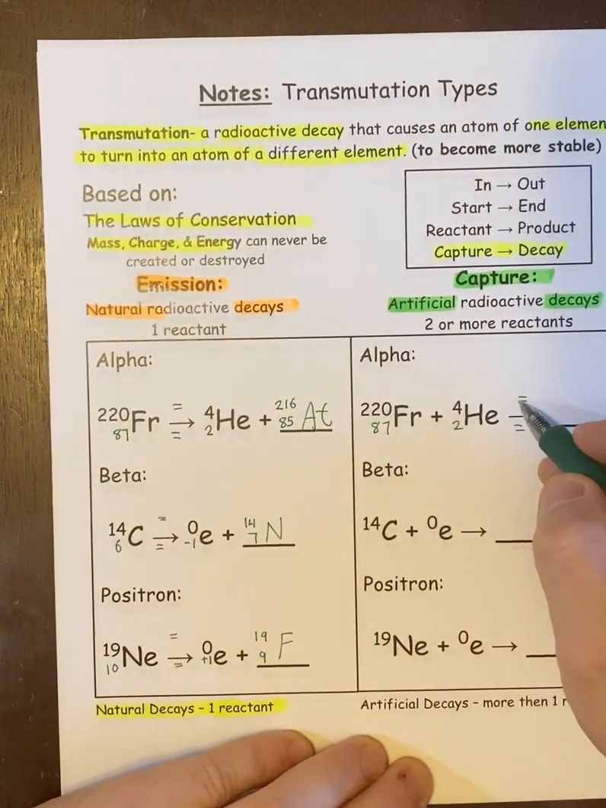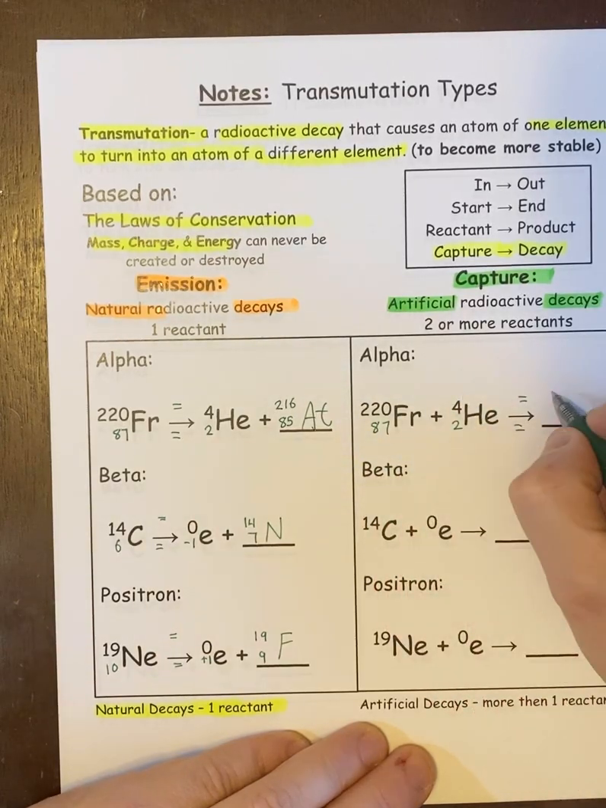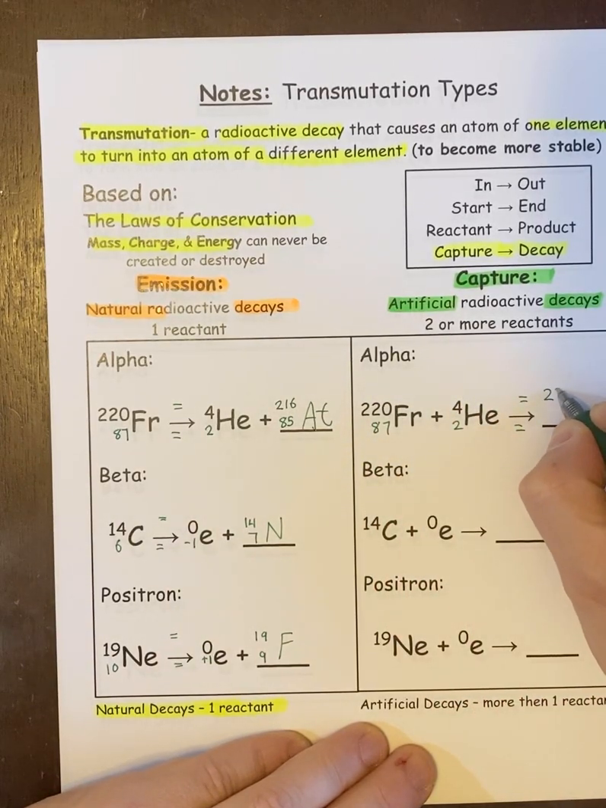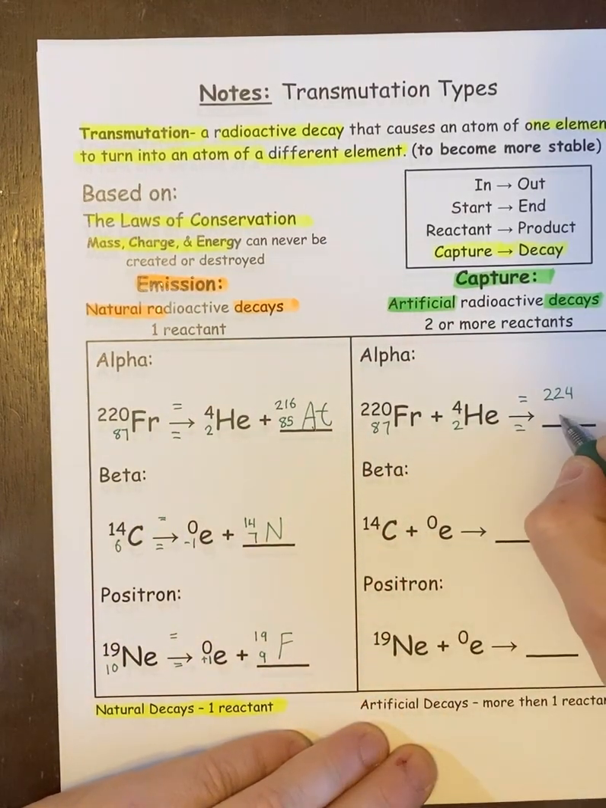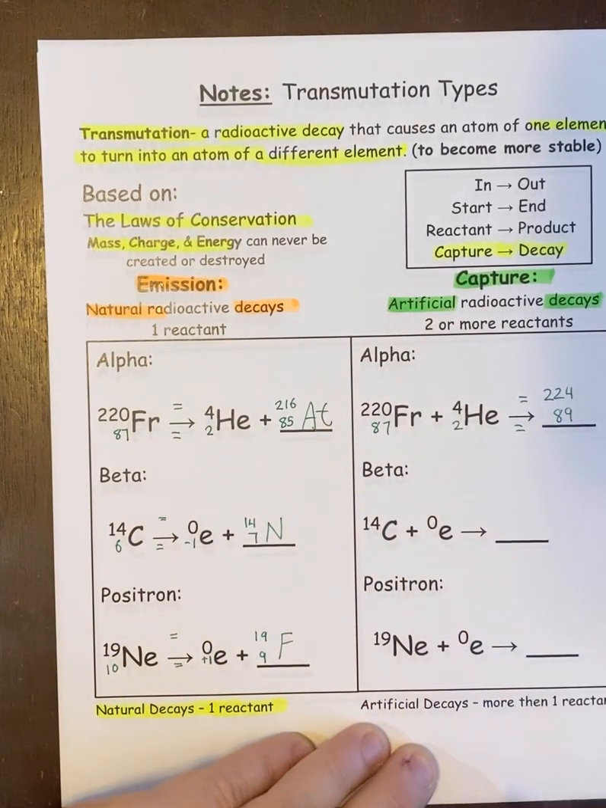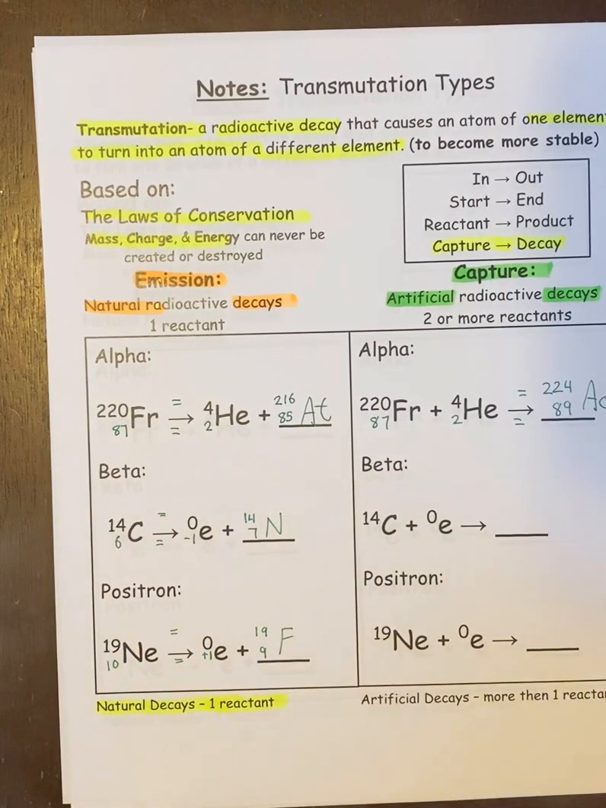So for this one, since the arrow is over here now, 220 plus 4 is 224, and there's only one thing on the right, so it has to be 224 to make it equal. 87 and 2 is 89, so the right side also has to be 89. And element 89 is AC. So it's still a transmutation because it's turning into a different element. It's just, instead of leaving the nucleus, the helium is going into the nucleus.